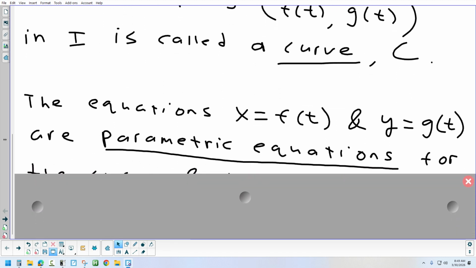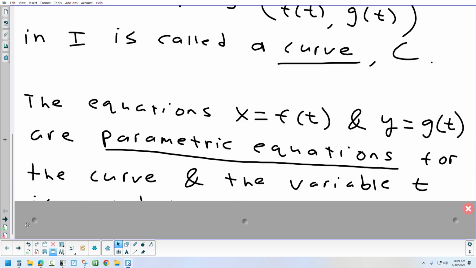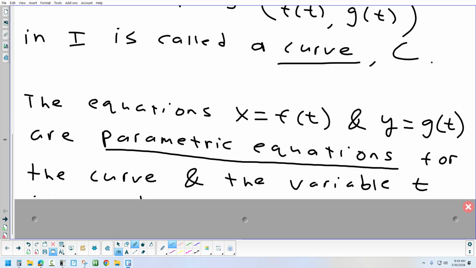The two equations that I give you when you're graphing something parametrically are called parametric equations, and they always come in pairs. I can't just give you one. That would be like me giving you a coordinate and saying graph that coordinate, 3 comma nothing. Well, you can't. You've got to have a value for the x and a value for the y. So I'll always give you both formulas.